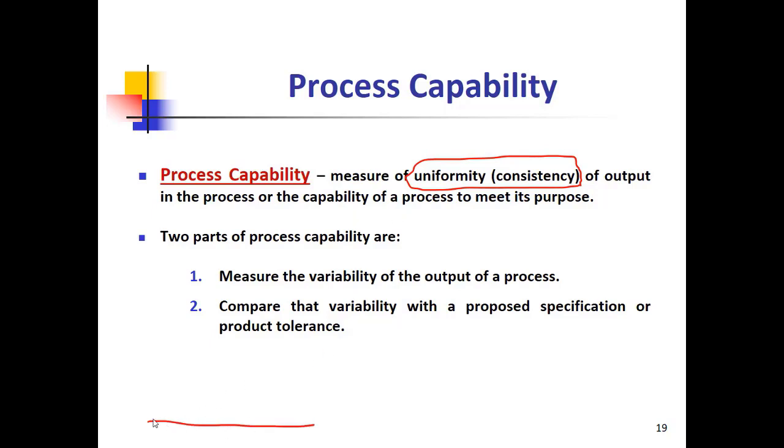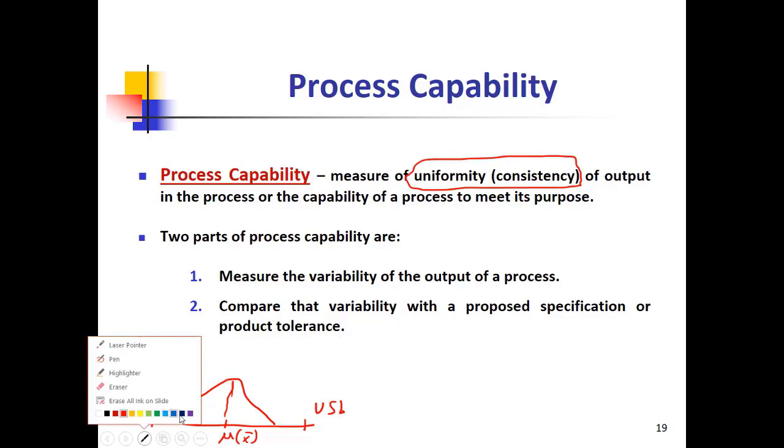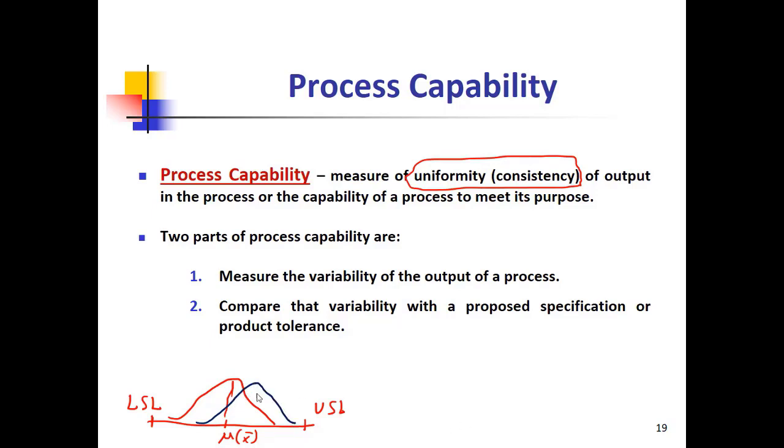Let's say this is your LSL, this is USL, and this is your mean, which we can show as mu or X bar. You can have this type of distribution, where the peak is really in the center of the mean. Or you can have this type of distribution, where the peak has a distance from the mean.